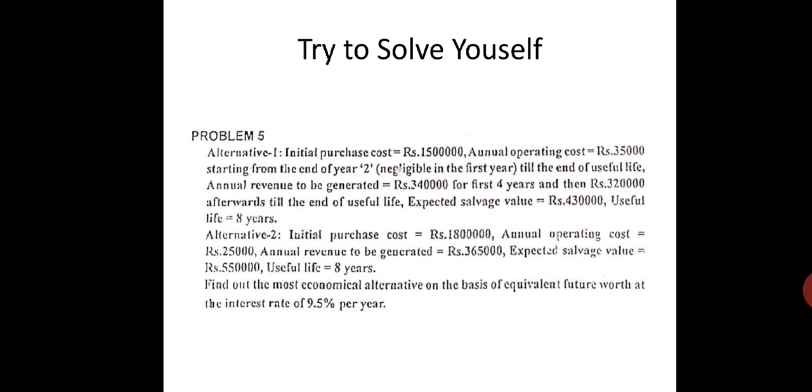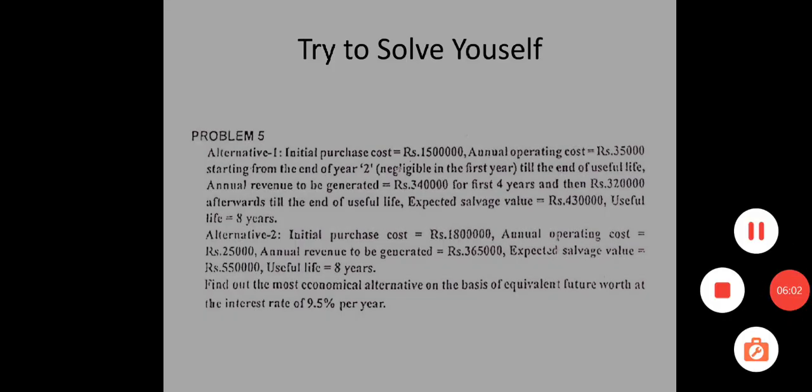So you can see this numerical. Try to understand. There are two alternatives given here. The interest rate is given as 9.5%. So you have to find out which is the most economical alternative. Try to solve this problem. Okay. In the next class we will see the numerical on the future worth method.